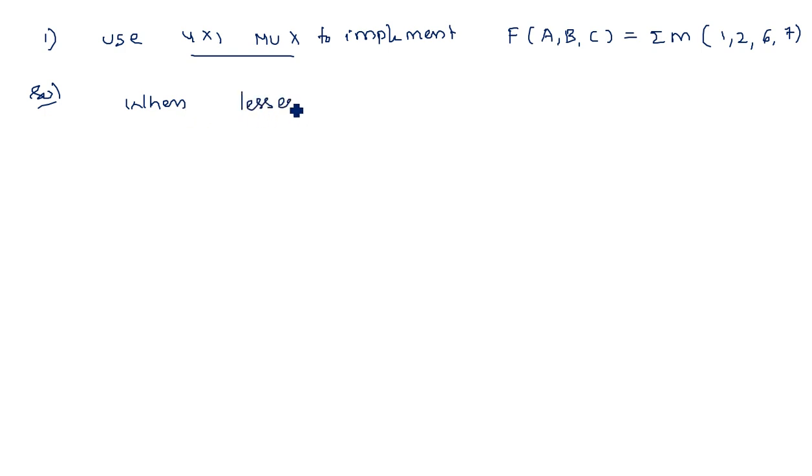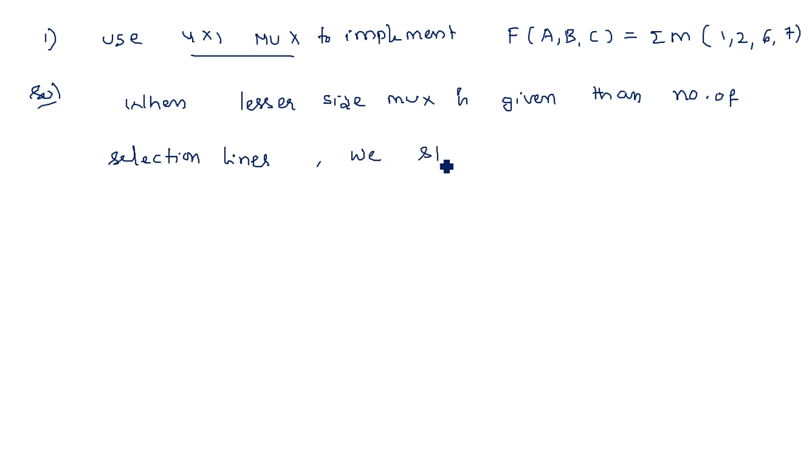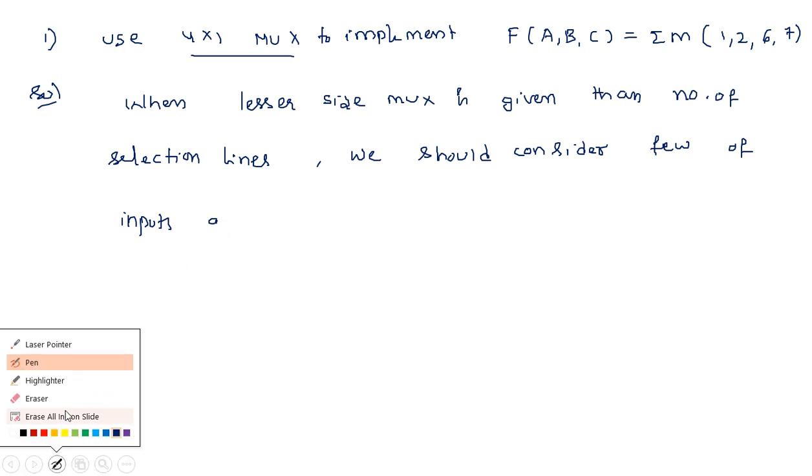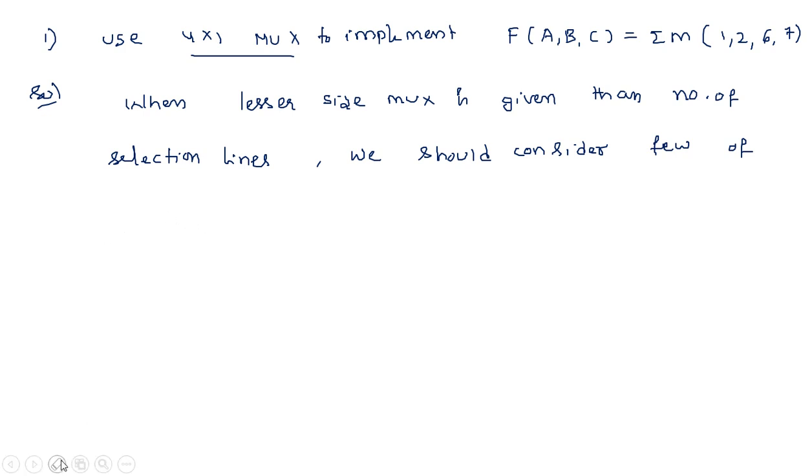When a lesser size multiplexer is given, then we should consider few of the selection lines as inputs. That is very important. So few of the selection lines must be considered as inputs.